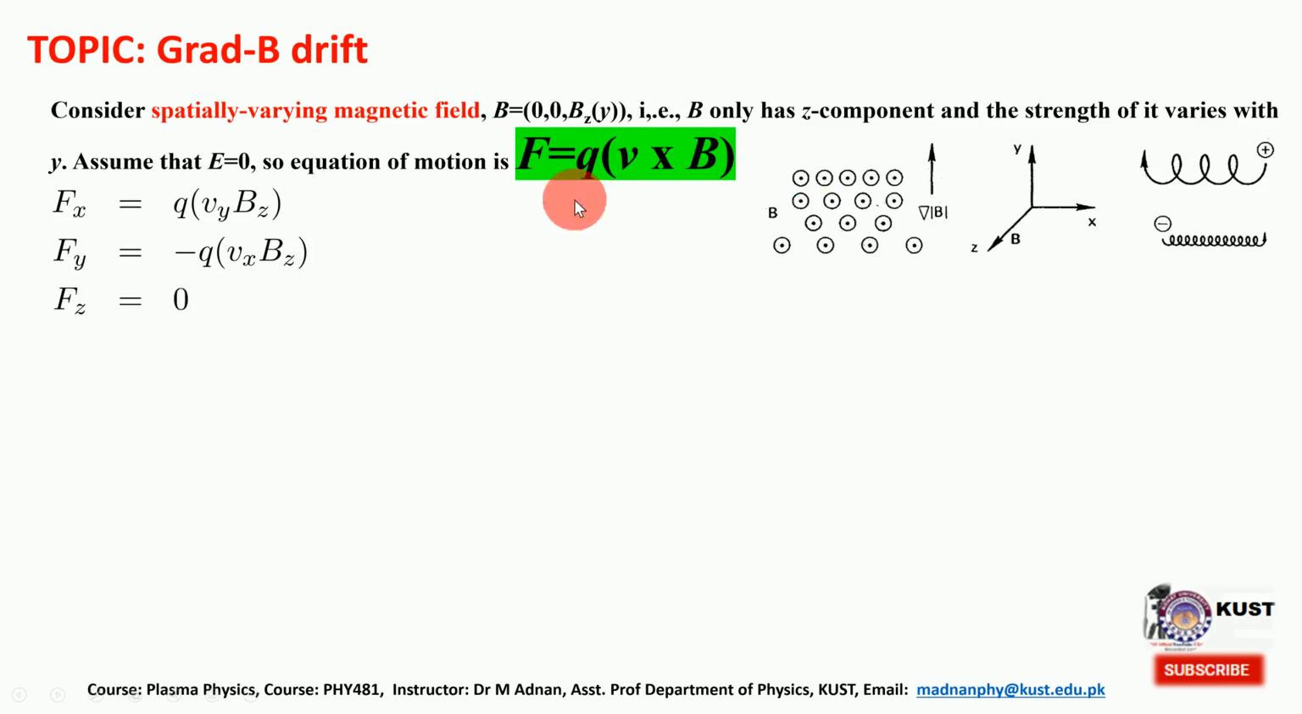So for that we need to decompose this form again, as we have discussed. The magnetic field is along Z, and there is no electric field, so that this V cross B can be solved out, having V equal to Vx i plus Vy j plus Vz k, so that we have the component of the force along the respective axes.